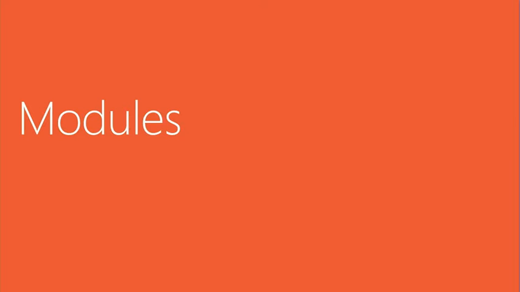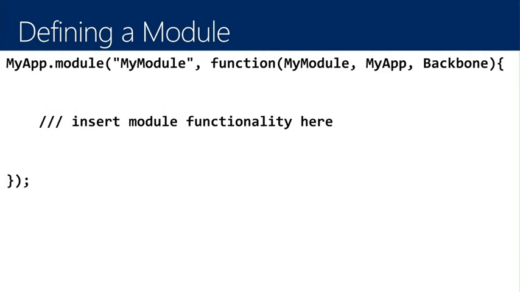So the last thing that Marionette gives you is modules. So defining a module, on the application object there is a function called module, and it takes a string, which is the name of your module, and then it takes another function, which is going to be your module itself.